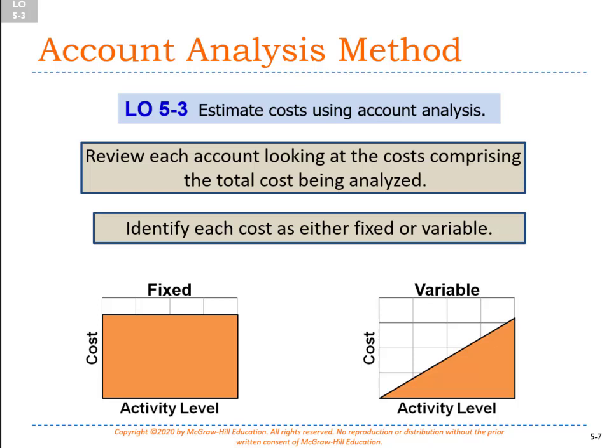So we're going to review the actual journal entries, the data, the T accounts, if you will, that show the individual transactions, and try to identify each cost as either fixed or variable. So literally, if you were trying to look at your utilities cost, you might look at your general ledger and all of the debits to utilities expense over the course of a year, 2 years, some period of time.